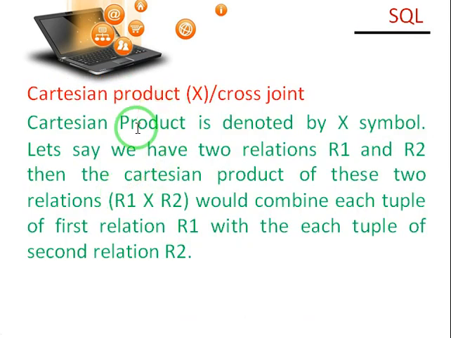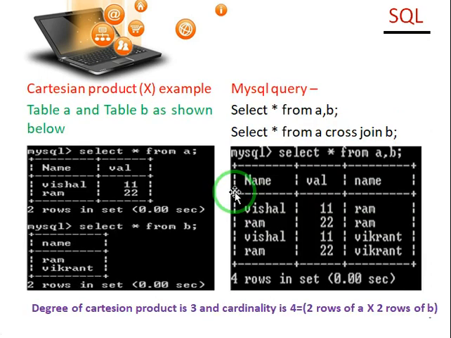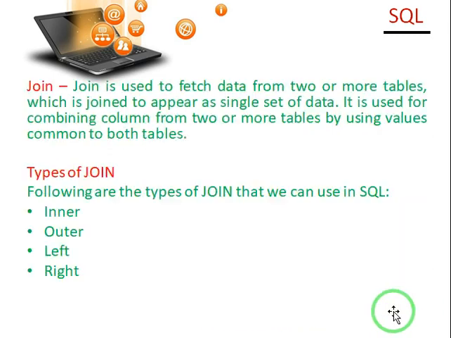Now, what is the Cartesian or cross product? Let's say we have two relations R1 and R2, then the Cartesian product would be R1 cross R2, which combines each tuple of the first relation with each tuple of the second relation R2. This is an example of the Cartesian product, where all columns are combined. So degree is 3 and cardinality is 4, because 2 times 2 is 4.